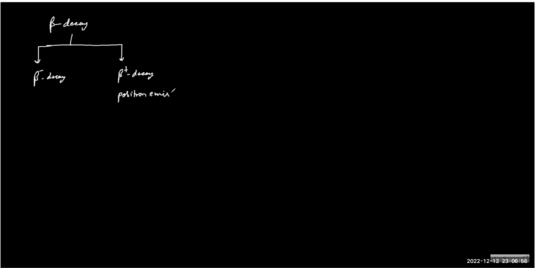So let's talk about the beta decay. Beta decay will have two types. The most famous one is called beta minus decay. And we also have beta plus decay. In beta minus decay, what happens? A neutron converts into a proton, but I'll write it in detail, one by one. Beta plus is also called positron emission. You can say beta minus is electron emission.